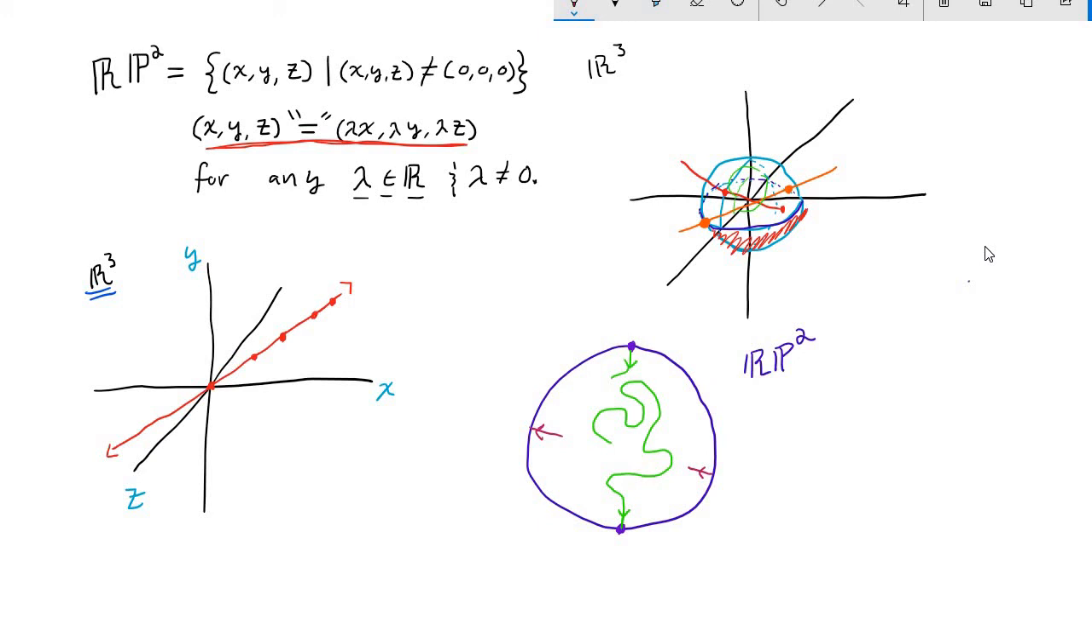So I think that's going to do it for this video. In the next video, we'll actually demonstrate a proof that RP2 does satisfy the axioms of a projective plane, and quite possibly we'll get to describing a couple different types of higher and lower dimensional projective spaces.